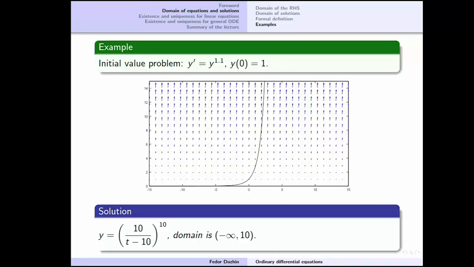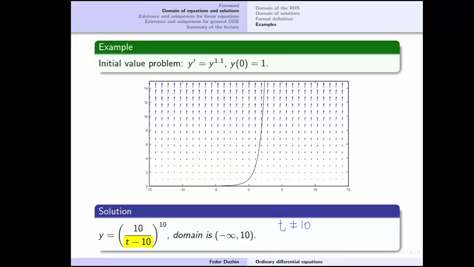So notice that the right hand side of my differential equation has no restriction on t, which may hint that since there is no restriction on t in the right hand side of the differential equation, maybe you expect that there is not going to be any restriction on t in the solution. But look at this. If you try to calculate the solution, you see that there is a division by t minus 10, which means that t cannot be equal to 10.